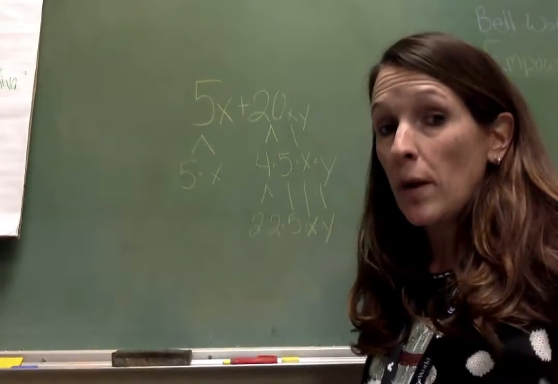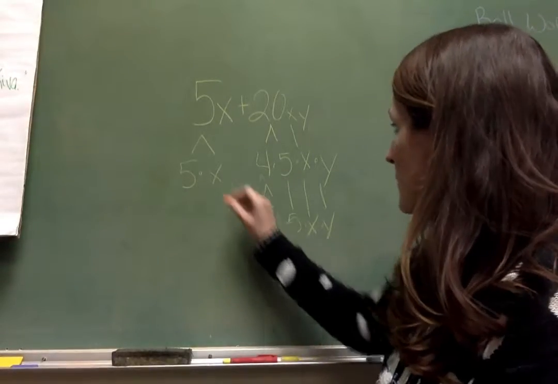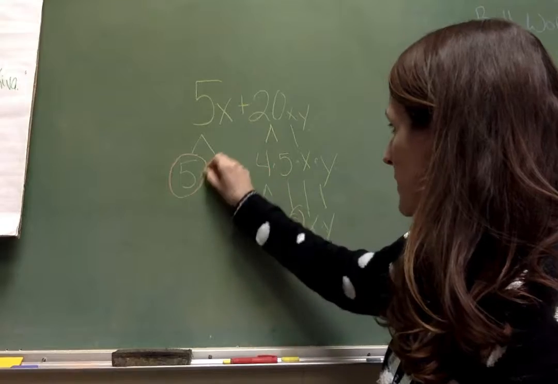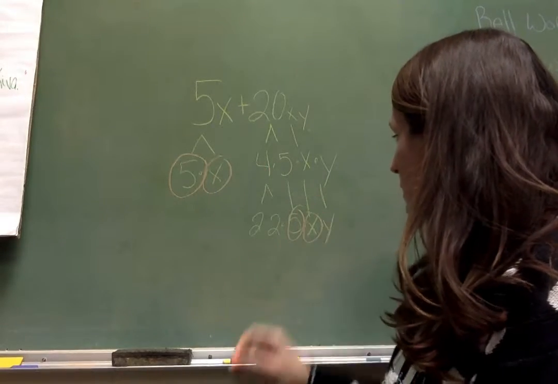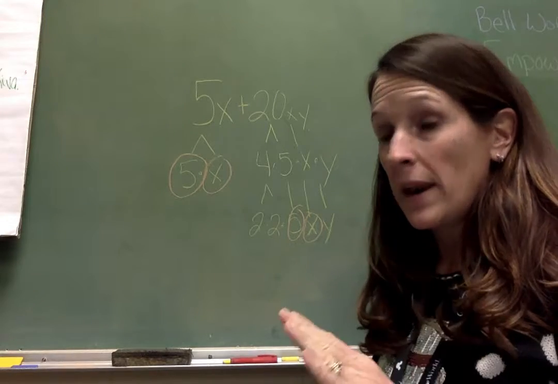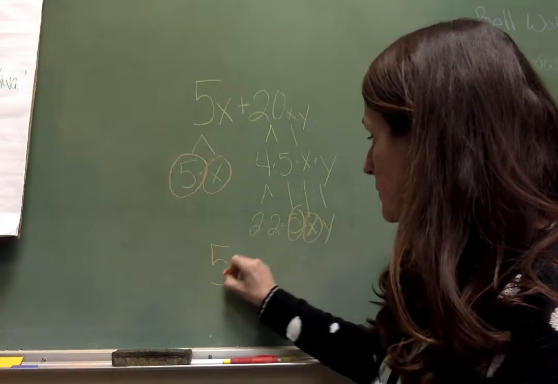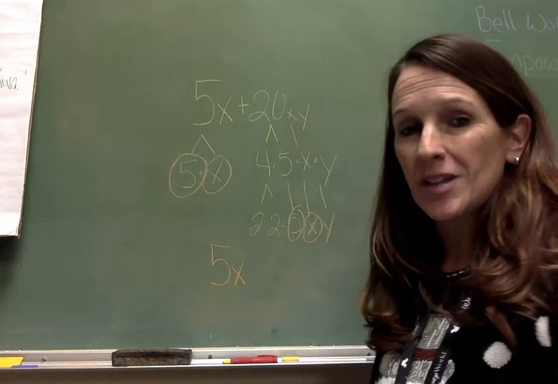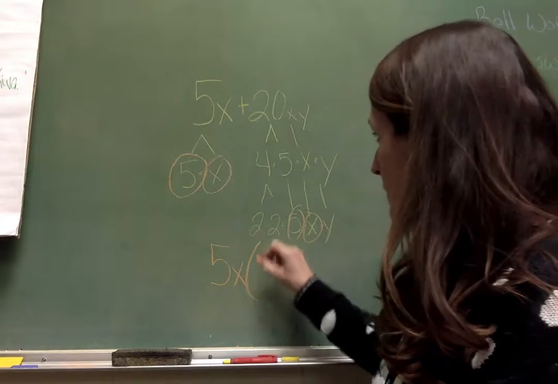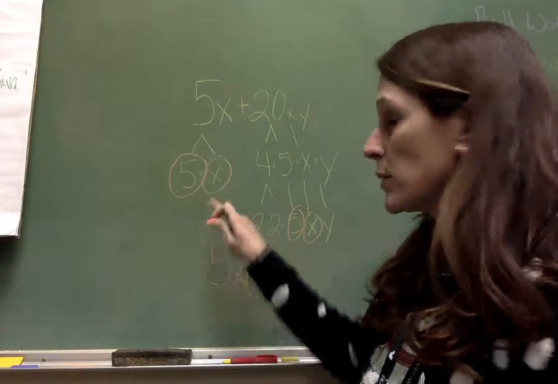Next step, circle what they have in common. 5. And an x. I only bring 1 down. 1 5, 1 x. And just like with the other examples, whatever's left over goes in the parentheses. So here's where it gets interesting.